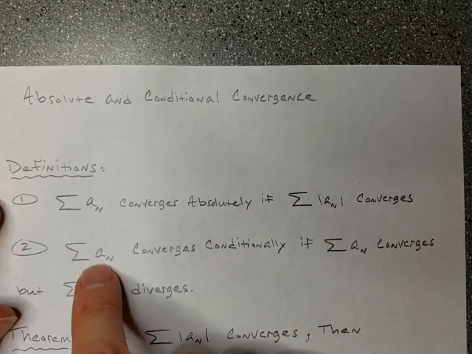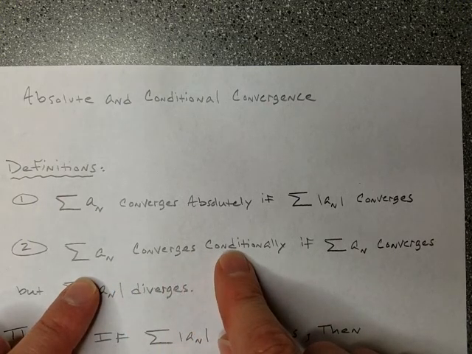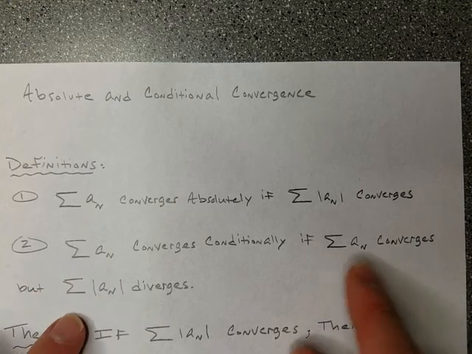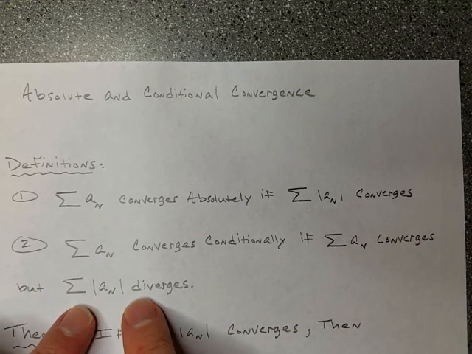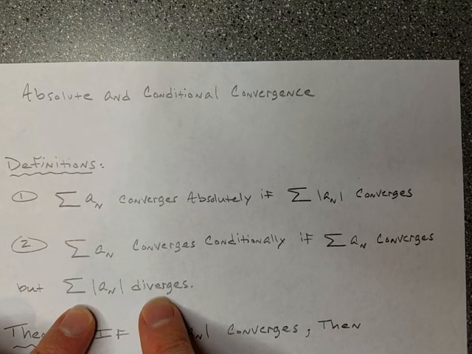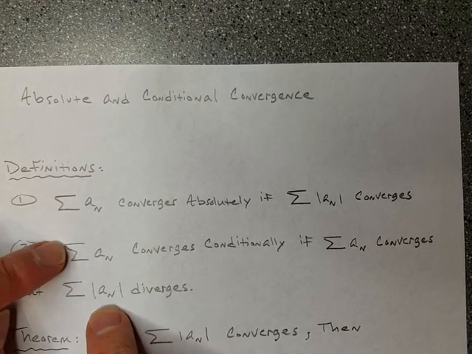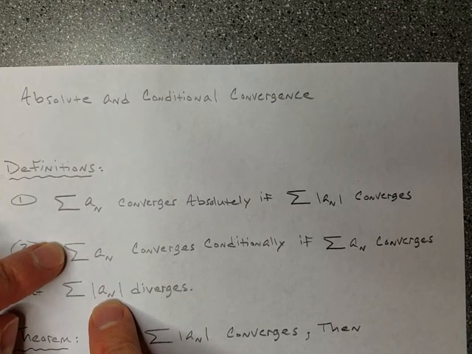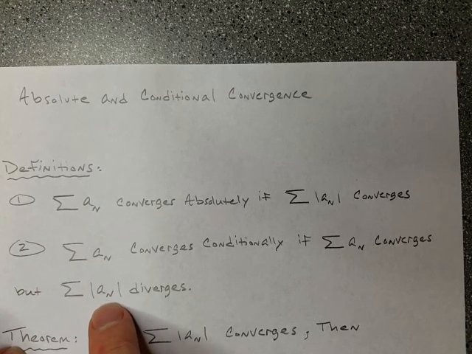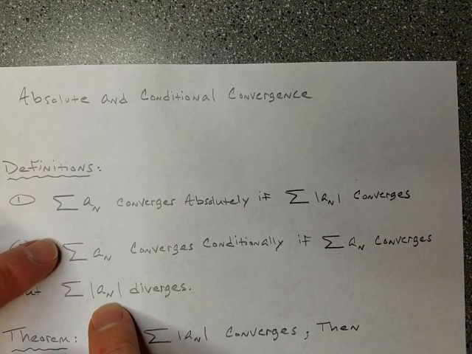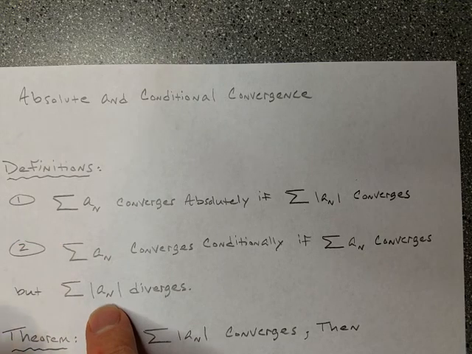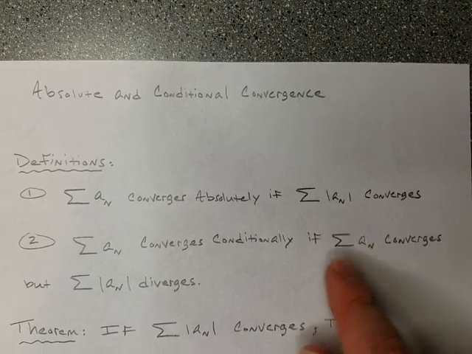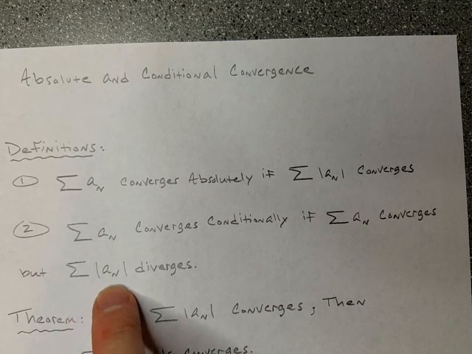So this series here converges conditionally if that series by itself converges, but when you make all the terms positive, then it diverges. Okay? So again, what's the difference between this one and that one? These two series have the same numbers in them. None of the numbers are different. It's just in this one, they're all positive. If some of the terms were negative, they would be made positive. This one converges conditionally if it converges as is, but the absolute value diverges.